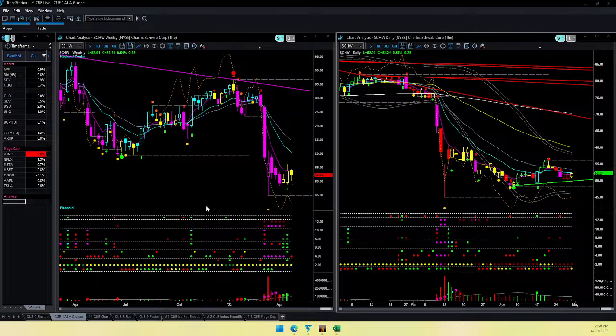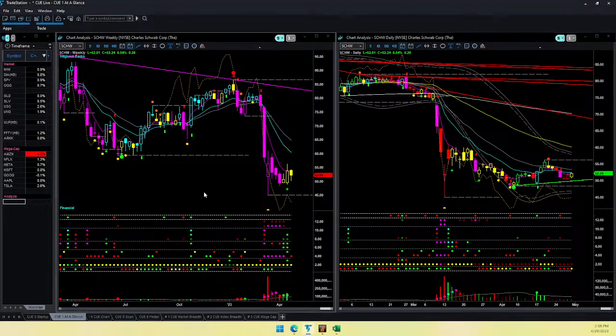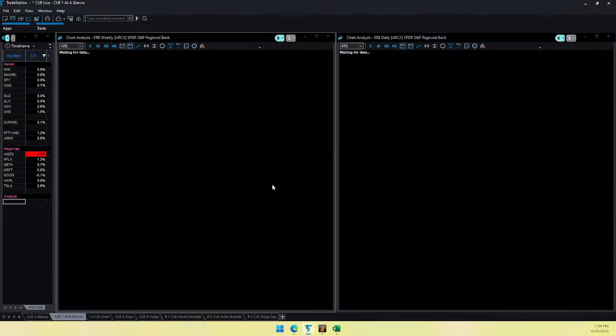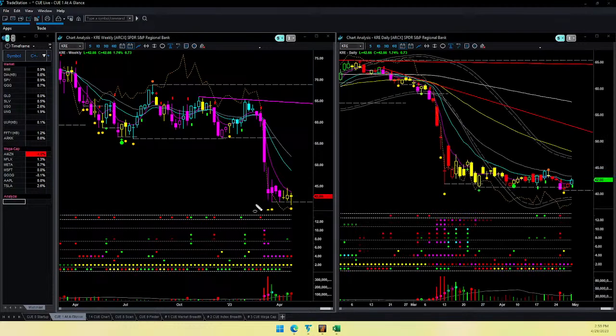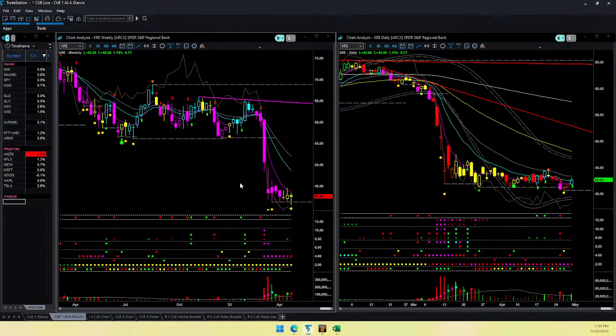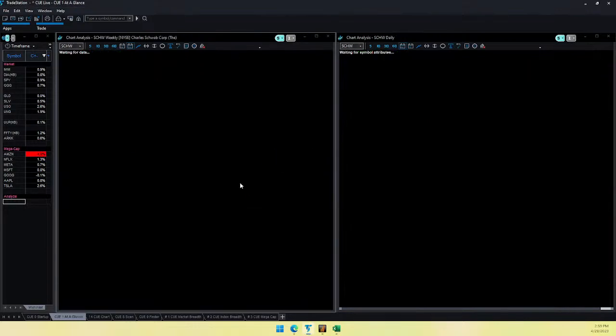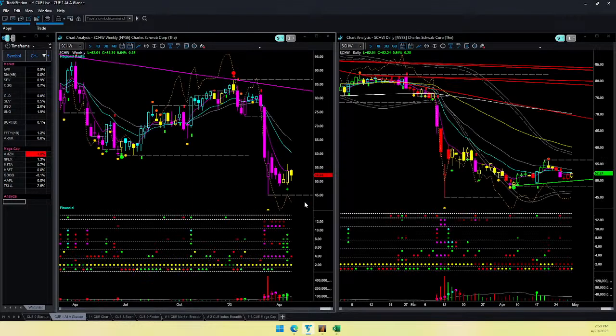Let's switch back to KRE again. You will see the difference. KRE, the regional bank ETF, made the weekly low at the same time that Schwab made the weekly low. And now KRE has retested the low and held it. So it is bullish, but it had to come down and retest it. However, Schwab did not come down and need to retest that earlier low in weekly. So from that angle, to me it is stronger.